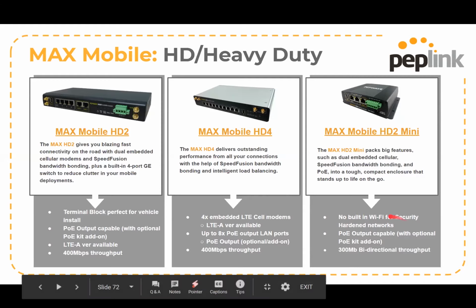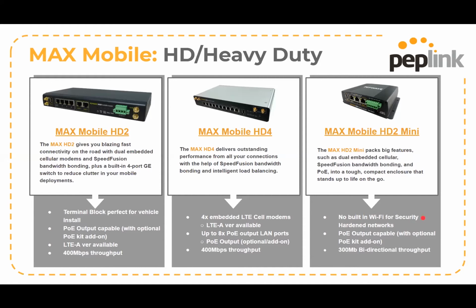So this one also has no Wi-Fi. This is very similar to the BR1 Enterprise, but it does have the addition of a second cellular for additional bandwidth up and down.